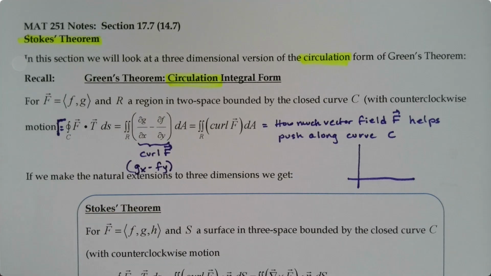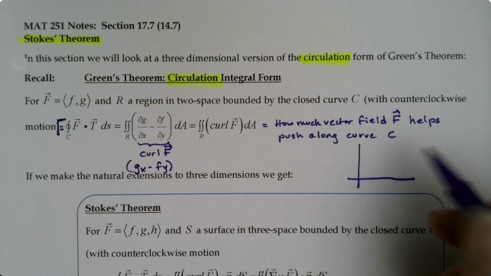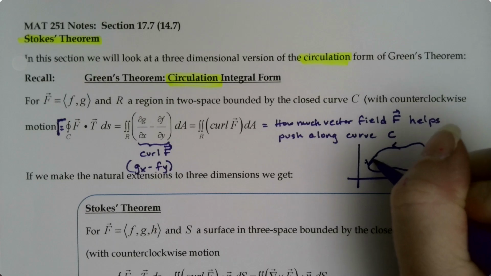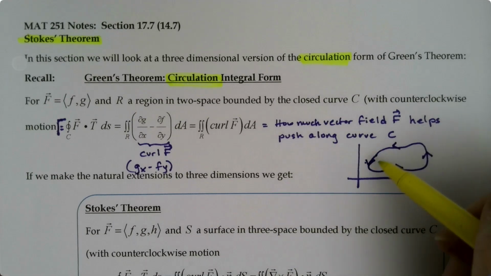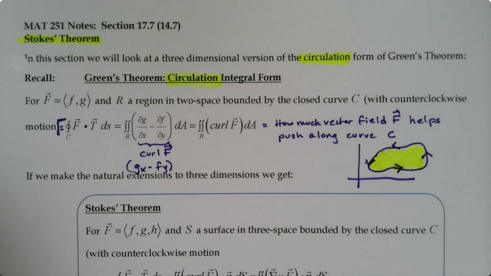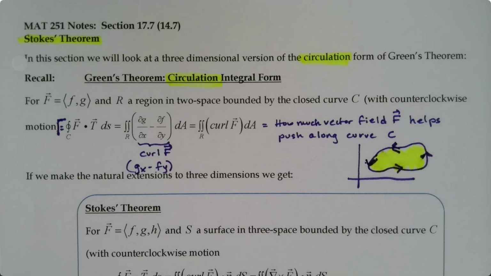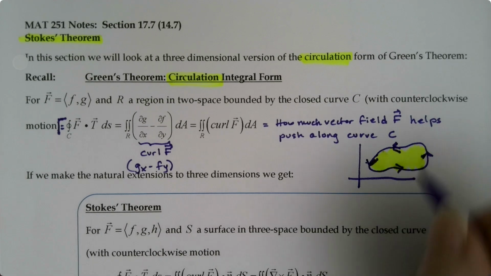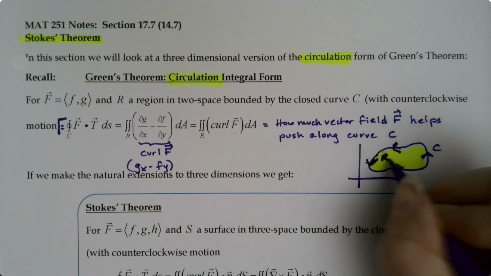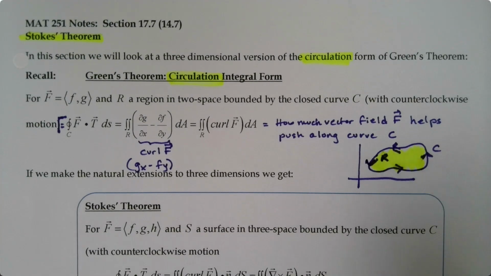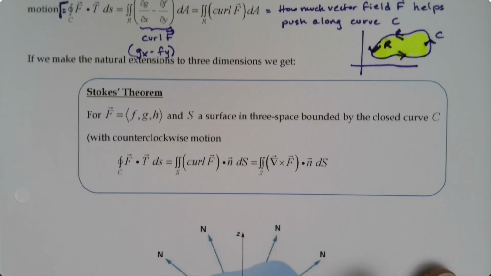That's curl. All right, what was it measuring? Well, you have some closed curve and you're moving in a counterclockwise motion around the curve. And what you find is how much the vector field that this curve is sitting in helps push along that curve. So this is the curve C and this is the region R that you're integrating over. All right, so now let's extend this to three dimensions, and that's Stokes' theorem.